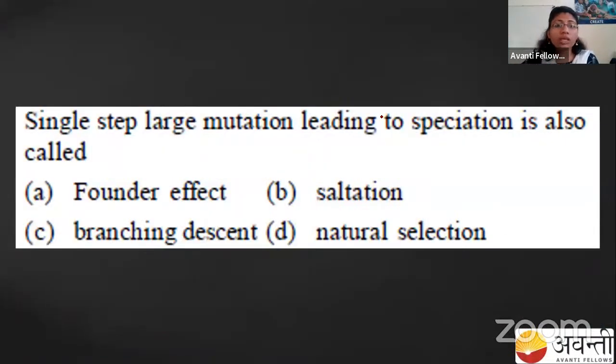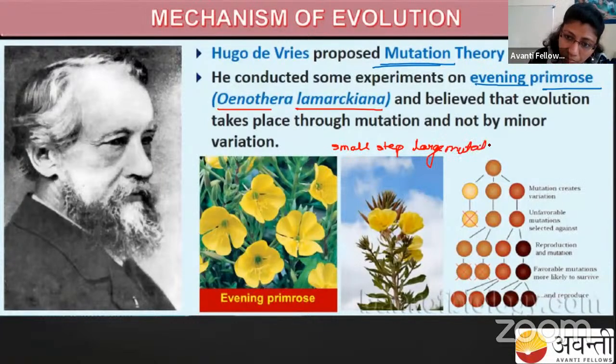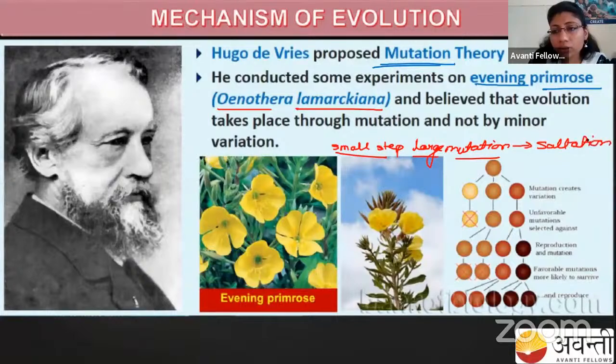Okay, so if we go for this small change which is leading to a large change, a small step, large mutation, which was explained by Hugo de Vries, is known as saltation. So each and every small step is always leading to a great evolution, a great change, and this is known as saltation. Okay.